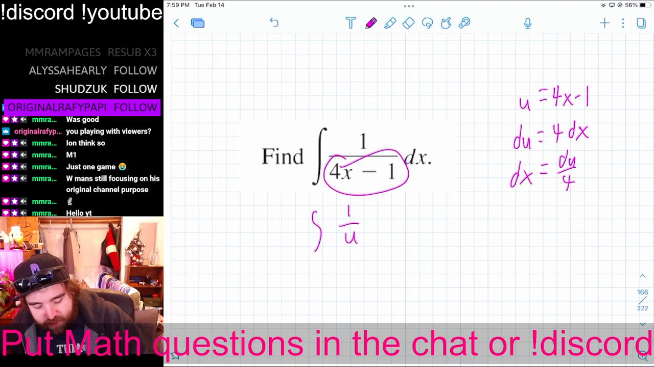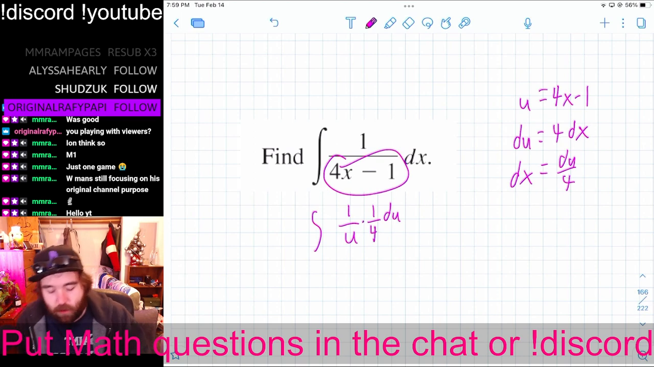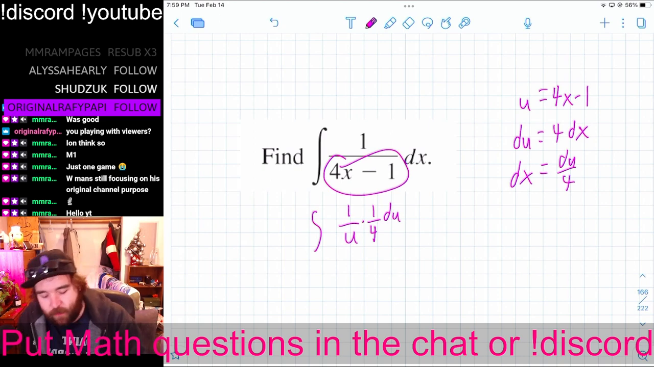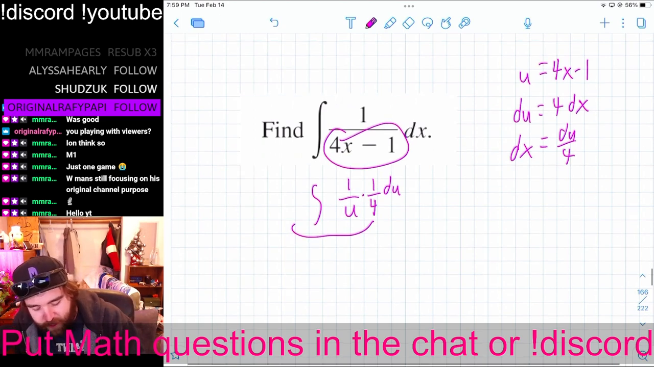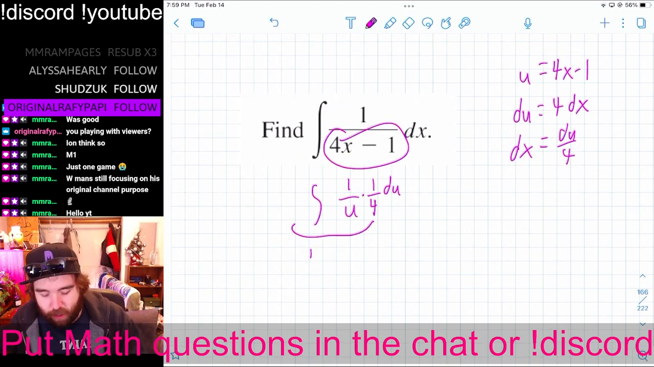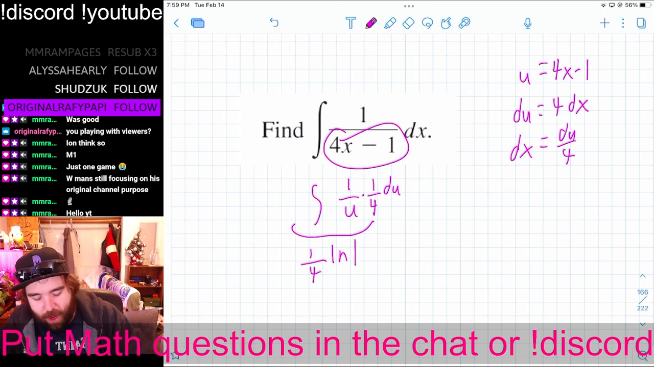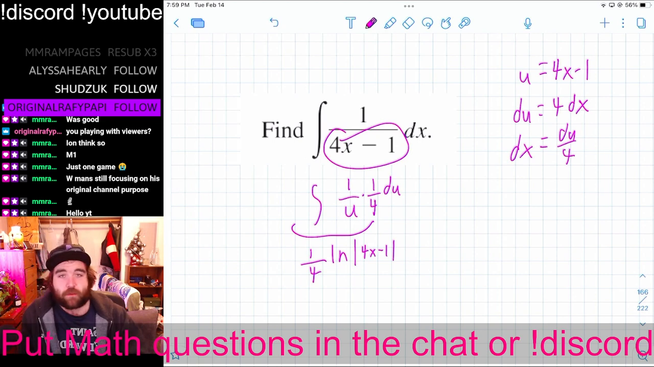So we could say that dx is du divided by 4. Then we replace this dx with du and a 1 over 4. Then we'll just proceed how we did last time: we have a number, so we pull that out to the outside. We're just doing the integral of 1 over a variable, and that's going to be ln. So it's 1/4 the ln of, again, absolute value of 4x minus 1 plus c.